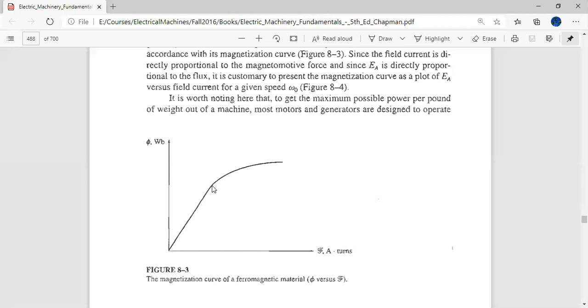And after some time, we see that even if we keep on increasing the MMF, there's no proportional change in the flux. The line doesn't go this way, and it turns away and almost becomes steady or constant. So that means all magnetic materials have a property that up to some extent they can become magnetized, but after that we cannot increase their magnetization, and it almost becomes steady even though we keep on applying more and more magnetomotive force.